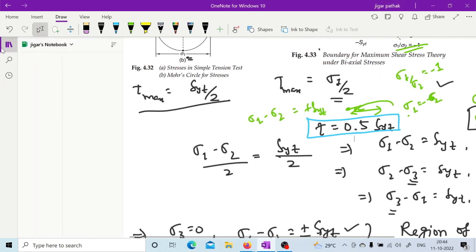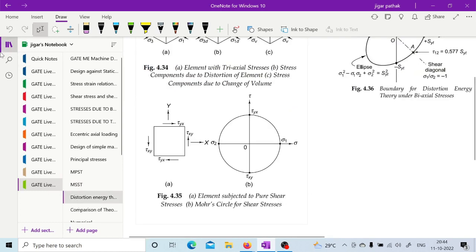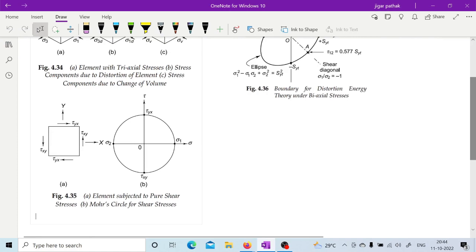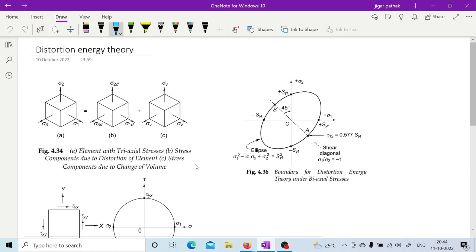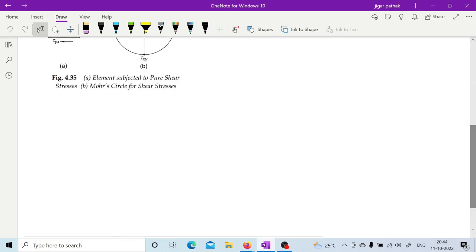Now once the maximum shear stress theory is done, then you have the distortion energy theory. The distortion energy theory considers that the strain energy per unit volume, whenever your component is under application, is going to cause failure when it exceeds the strain energy per unit volume at the point of failure in the case of the tension test. So now first we have to see what this strain energy is.